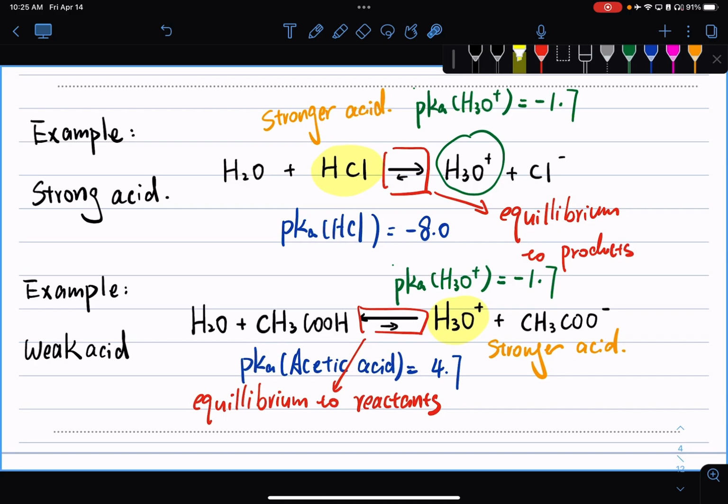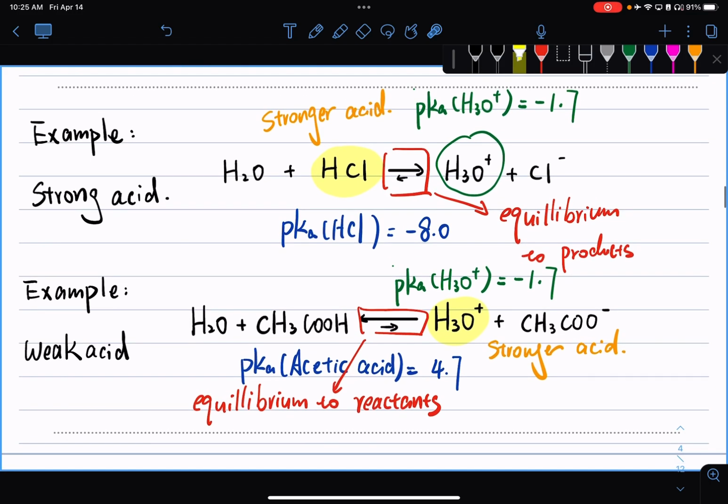Yes? If HCl dissociates completely, wouldn't the Ka be like infinity? Well, it depends on what we're talking about. Here, you can calculate the Ka depending on the concentration of your HCl. So it's not going to be infinity. It's something you can calculate.